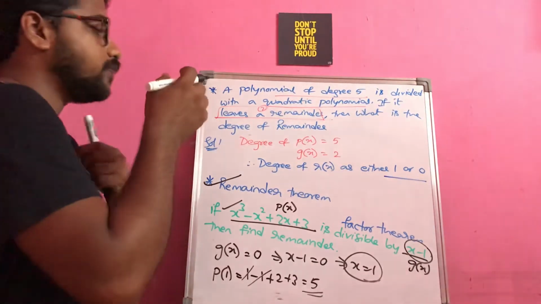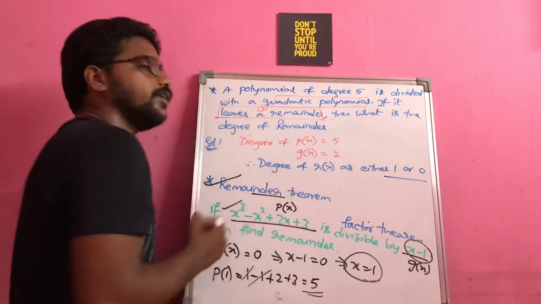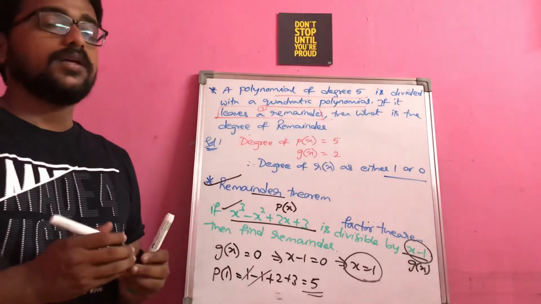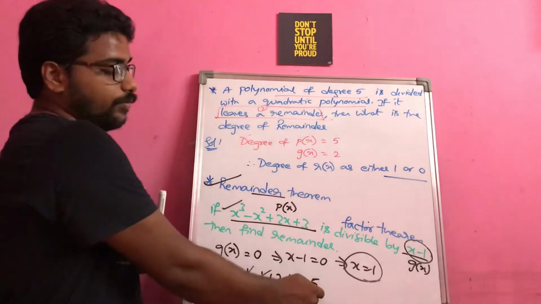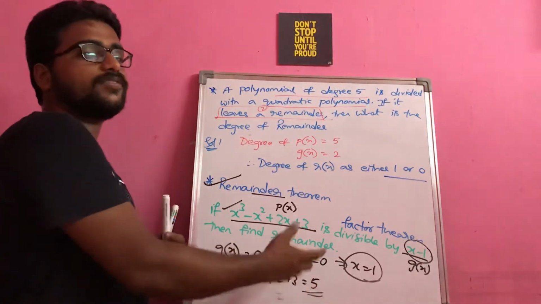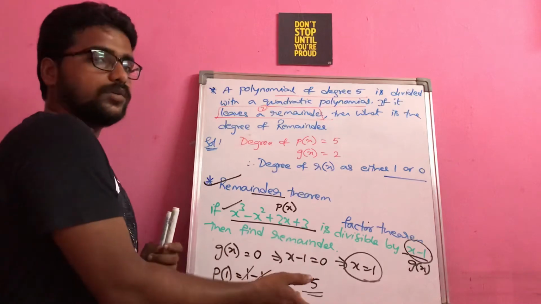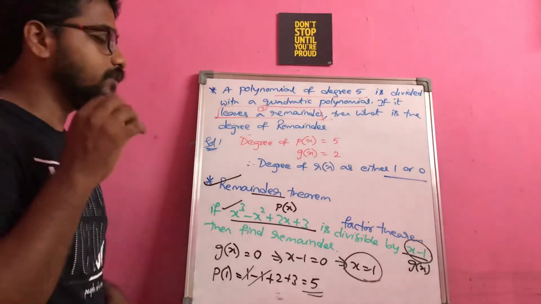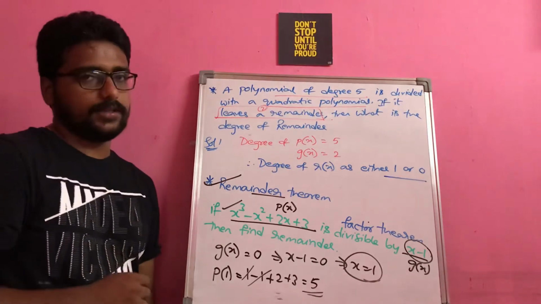And what is the reason for me to say that factor theorem is a special case of remainder theorem? Because there is no change in procedure. If the remainder that you find at the end is equal to 0, then it is an application of factor theorem. If you get something other than 0, then it is just an application of remainder theorem. So this is how you have to apply the remainder theorem and factor theorem.